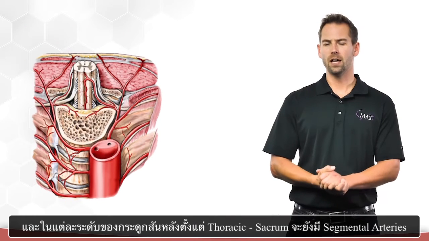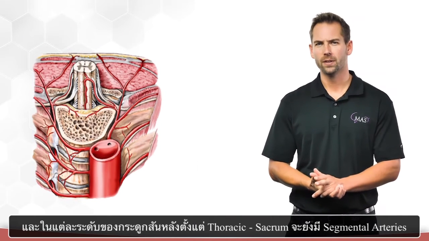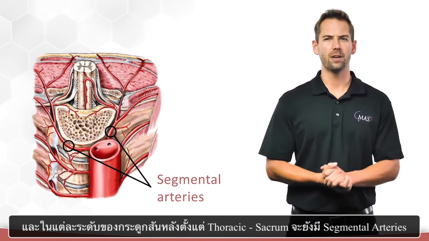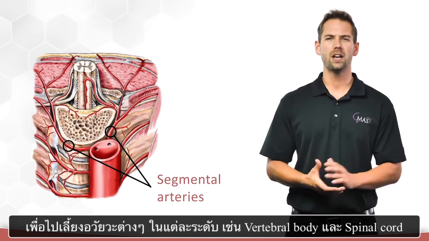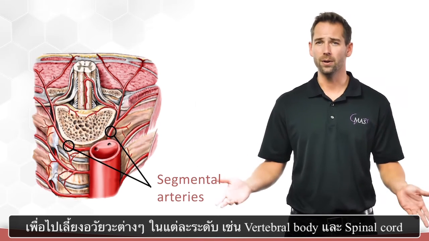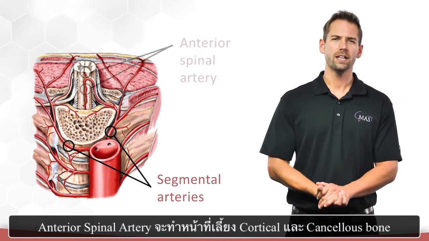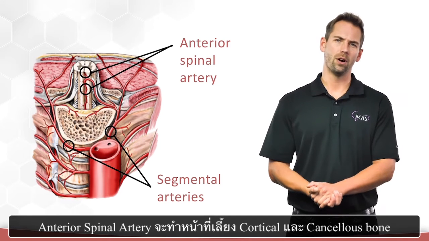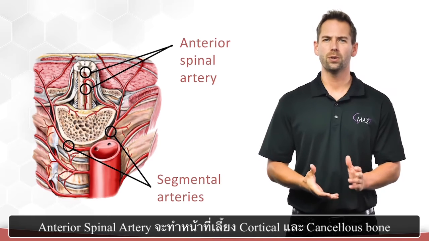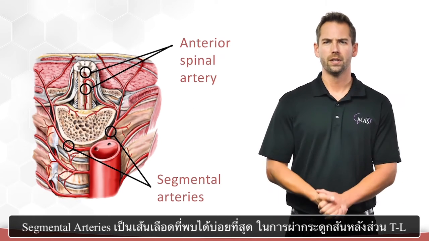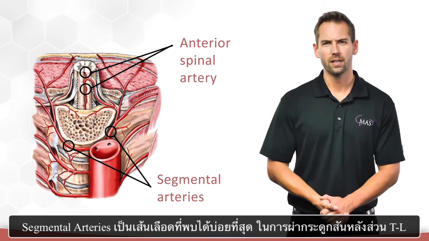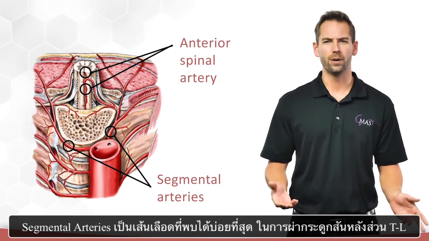At each vertebral level from T4 to the sacrum, a pair of segmental arteries branches posteriorly from the aorta to supply blood to a number of structures, including the vertebral bodies and the spinal cord. The anterior portion of the segmental arteries enters the vertebral body and supplies blood to the cortical and cancellous bone. Segmental arteries are most frequently encountered surgically in the thoracic and thoracolumbar regions.